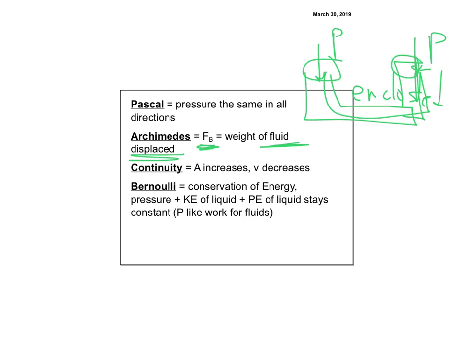It can be equal to the weight, but doesn't have to be. Depends on if it floats or sinks. If it floats, then it's equal to the weight of the object. If it doesn't, then it's just equal to rho Vg of the liquid displaced.